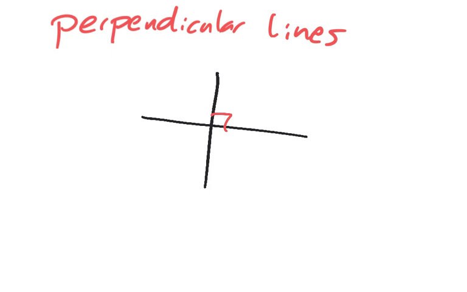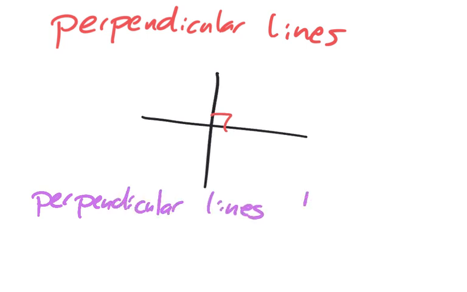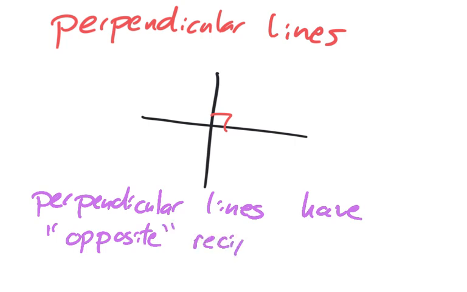Now, I don't have a cool thing for you to learn how to tell if they're perpendicular like we did by graphing before. I'm just going to tell you. Perpendicular lines have opposite reciprocal slopes.